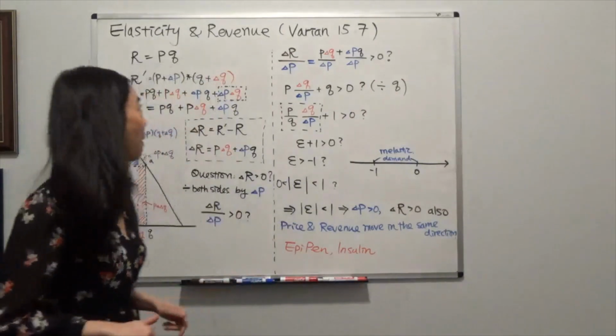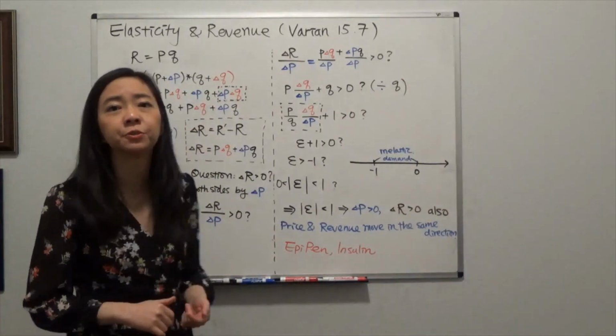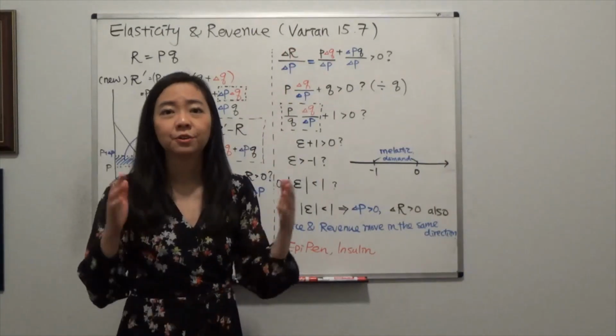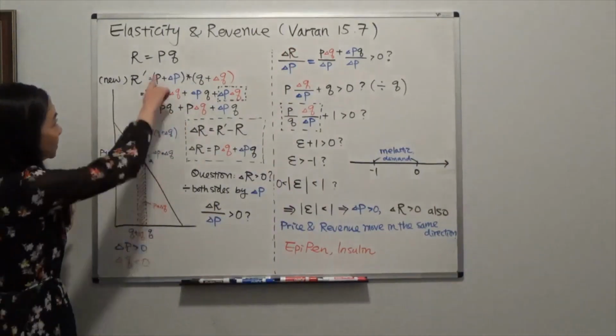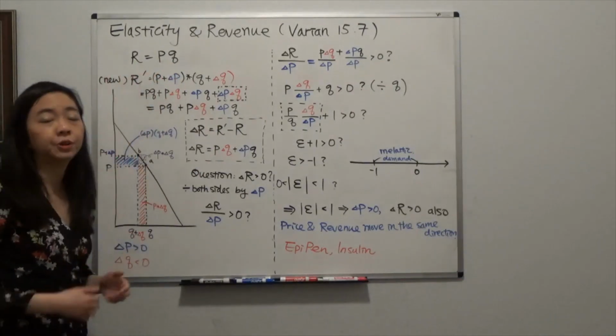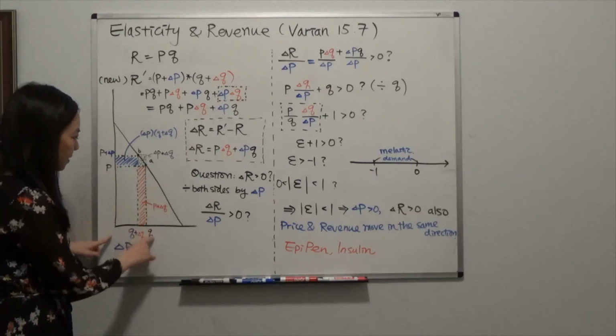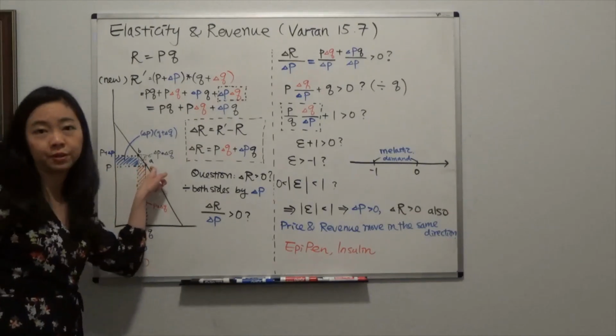Today we're going to talk about elasticity and revenue. In particular, this is from Varian chapter 15.7. So here we have original price and quantity, and that's the original revenue. So you can see that's the price and that's the quantity. We were at point A.